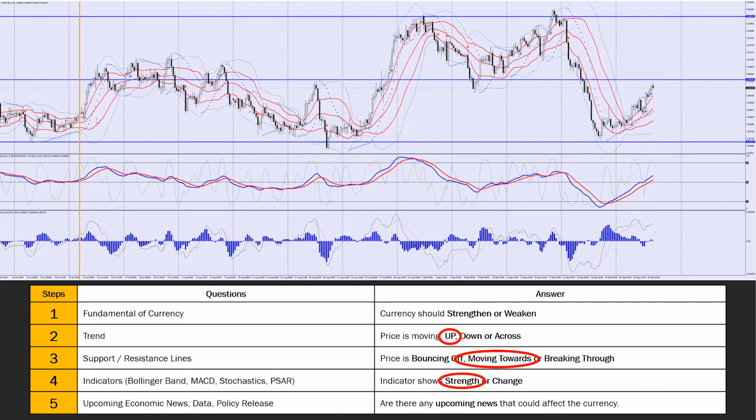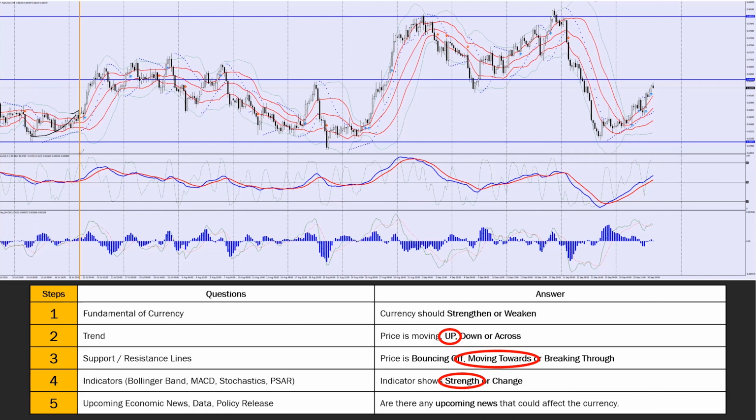Next trade at this point here, same thing, currency should strengthen, trend is up. At this point, you can see that its price is moving. It's not bouncing off support, but it's bounced off and it's moving towards resistance, which means it's pointing up.